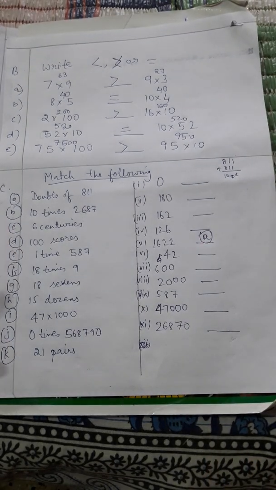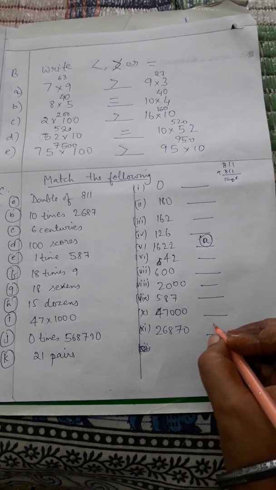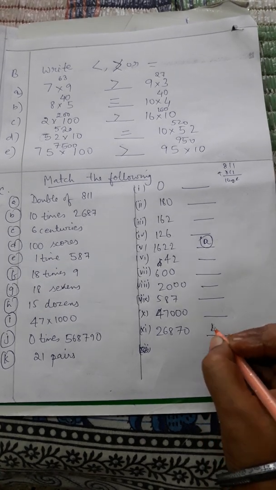Next, 10 times 2687, that is 10 into 2687. So any number if you multiply by 10, first put the number and then at the end put a 0. So see, 26870, this one. Number 11, B.